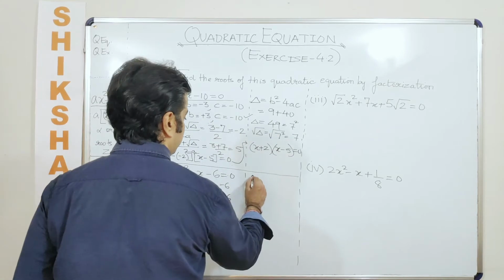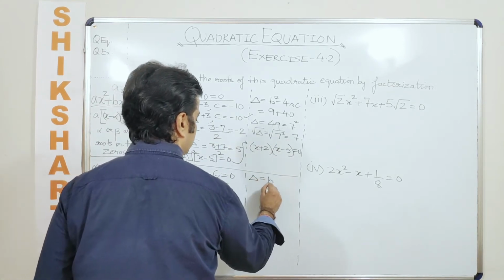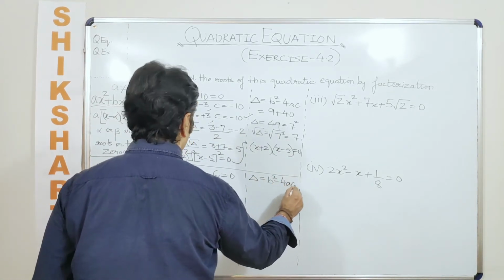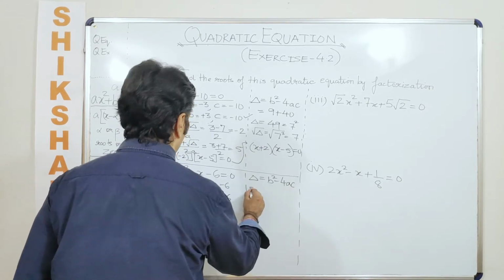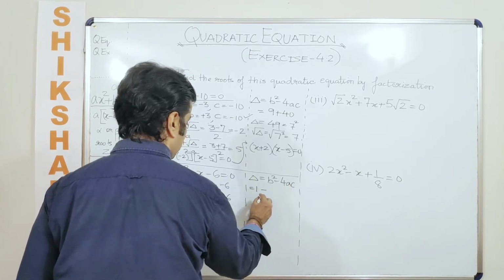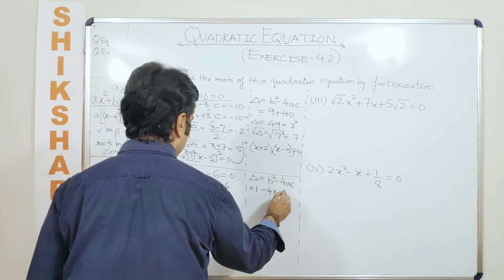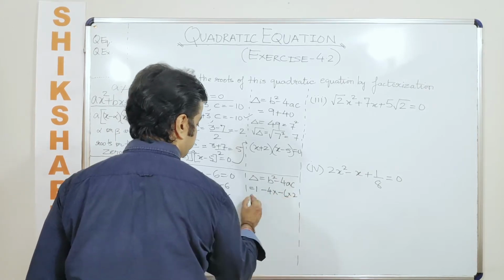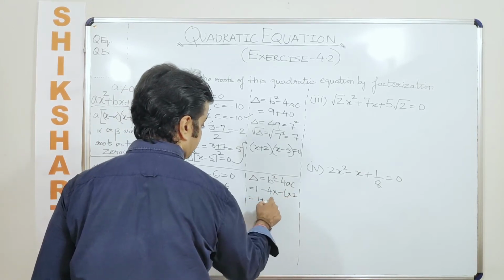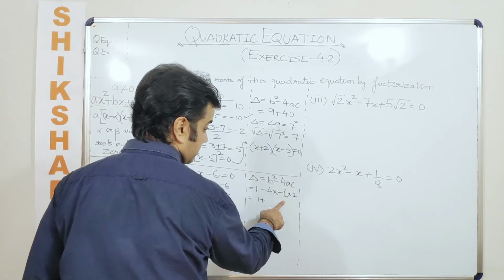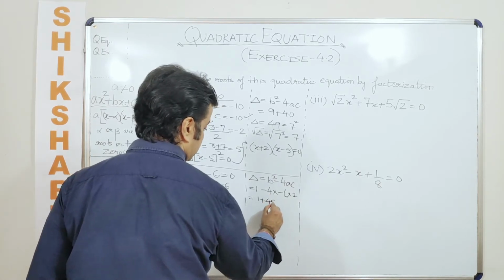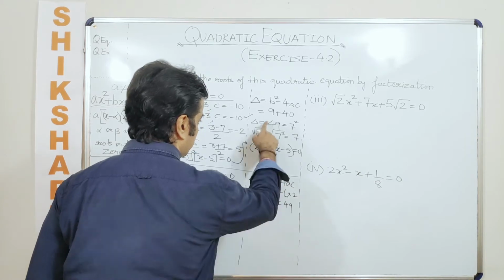Thereafter you need to calculate the value of delta. You know delta is equal to b square minus 4ac. So now how much is b square? 1. Minus 4ac is just like saying minus 4 into minus 6 into 2, which is just like saying plus... How much is 4 into 6? 24, into 2, 48. So this again comes out to be 49 as we had got here.